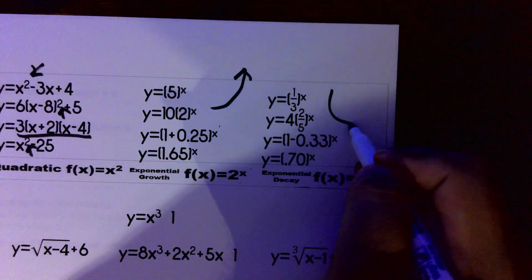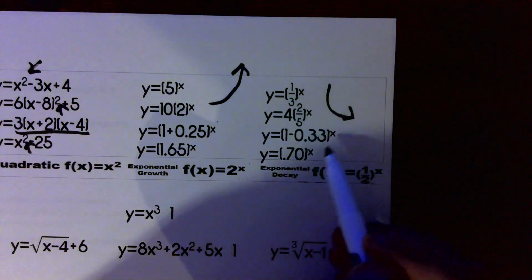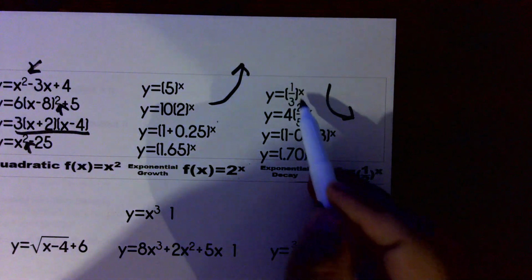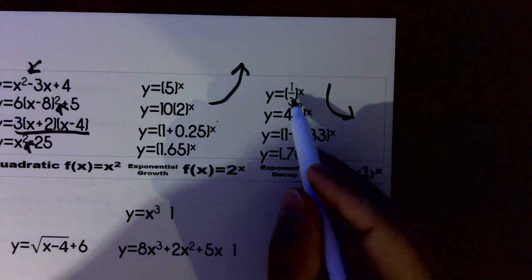All right, decay, it's causing it to go down. You have an exponent that's an x, and inside the parentheses, the base underneath is some number less than 1.